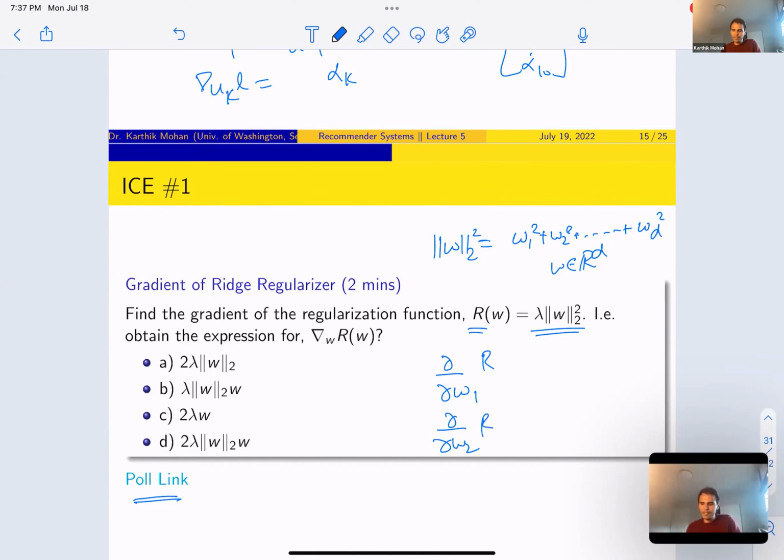And then your gradient is also going to be the same dimension as your parameter, so it's going to be in D dimensions. See if you can get a D-dimensional vector that matches up with the pattern that you're seeing here. So let's take a couple of minutes to look at this. And the poll link is here.